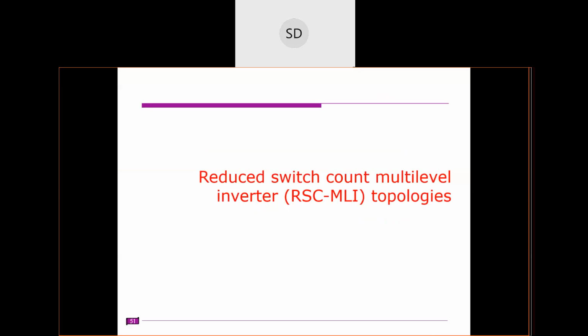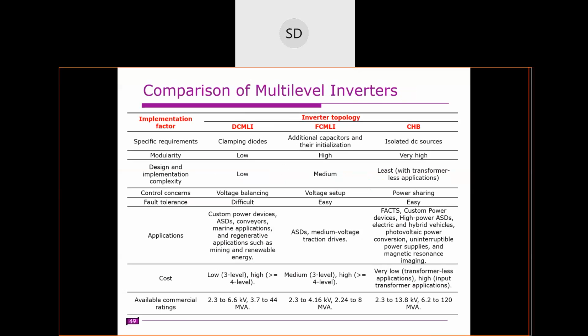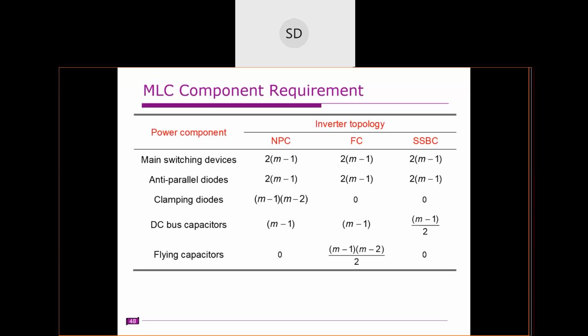So today we will discuss this topic, that is reduced switch count multi-level inverter topologies. Before that, we need to see the drawbacks of the conventional multi-level inverters. That is the diode clamped multi-level inverter, the flying capacitor multi-level inverter, and the cascaded H-bridge multi-level inverter. The main drawback for these devices is the switch count.